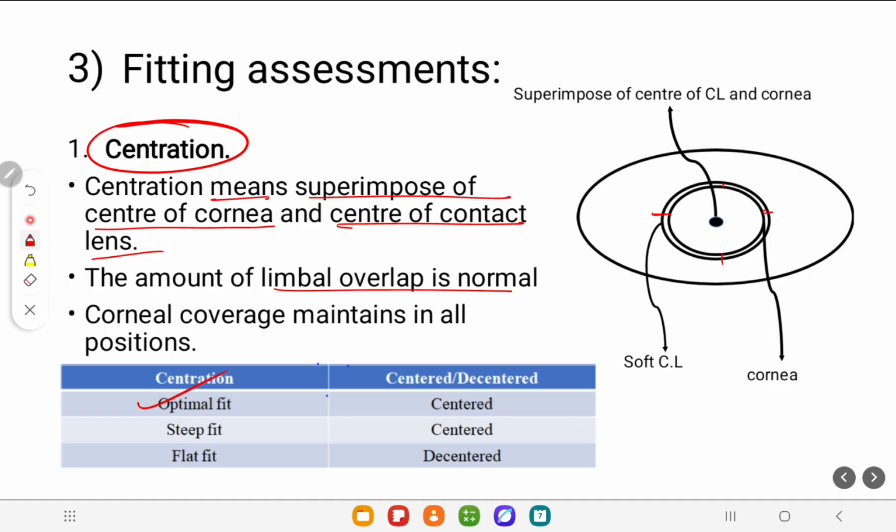So for an optimal fit it's centered, a steep fit is definitely centered, and a flat fit is always decentered, because in a flat fit the lens moves away from the cornea. In a flat fit you will see decentration, but for an optimal fit a small amount of decentration is okay.